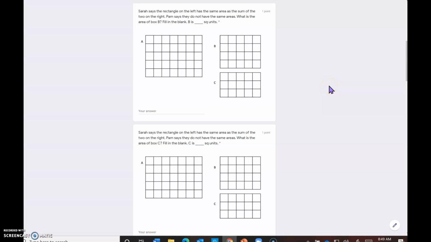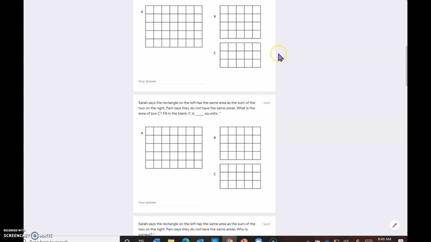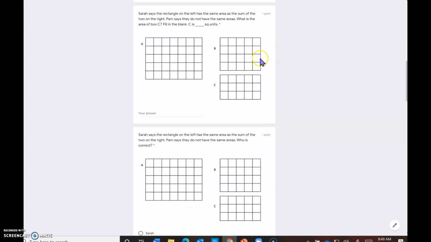The next one, you need to tell me the area of B, just B. What is the area of B? Then you need to tell me the area of C. What is the area of just C?